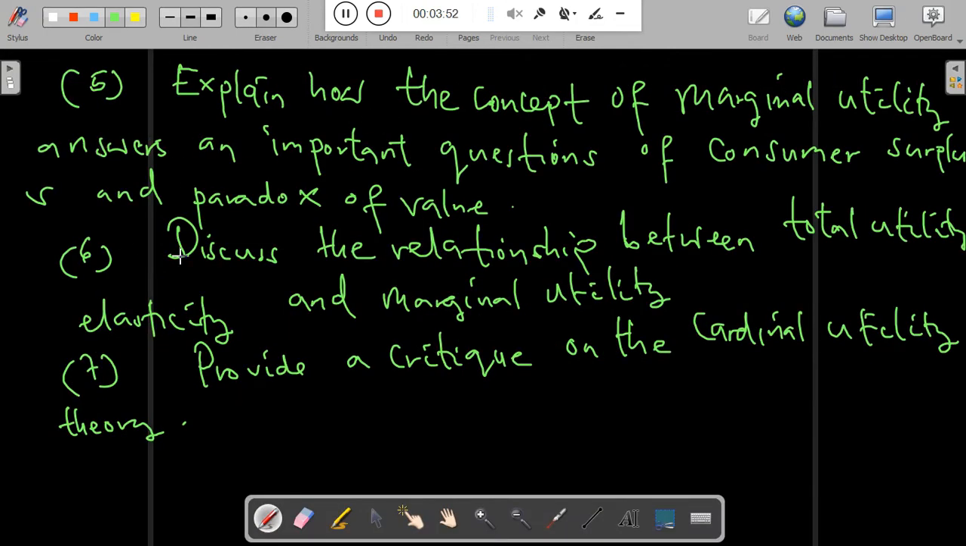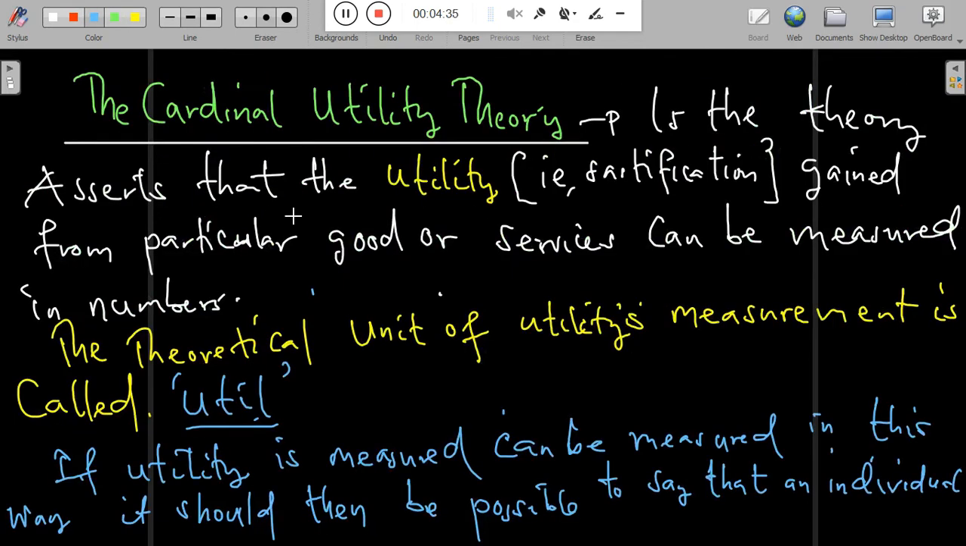Fifth, you should also be capable of explaining how the concept of marginal utility answers the important questions of consumer surplus and the paradox of value. Sixth, you need to be able to understand the relationship between total utility, elasticity and marginal utility. Seventh, to provide a critique of the cardinal utility theory.